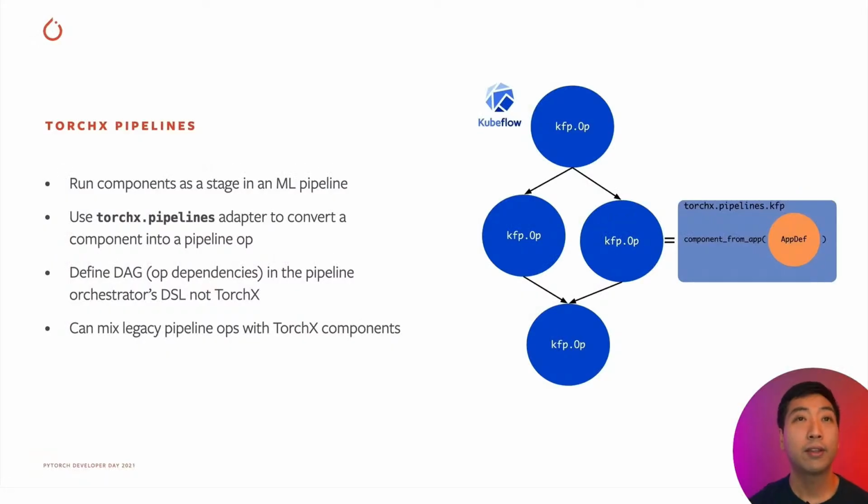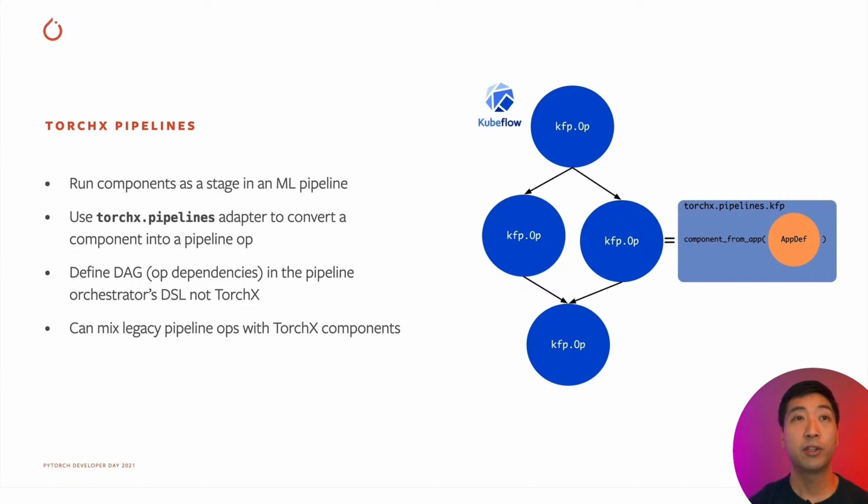So finally, we get to pipelines. And the production story wouldn't be complete without talking about how to run components as part of a larger workflow or pipeline. In TorchX, you can convert your component into a pipeline stage by using the TorchX Pipelines adapter. Just like the runner does with schedulers, pipeline adapters in TorchX support existing mainstream pipeline orchestrators.